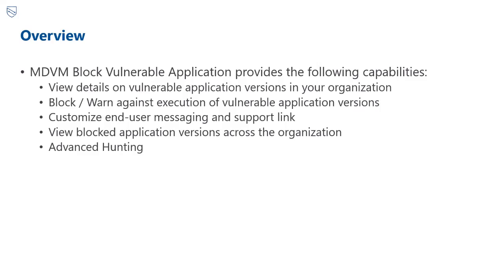Security recommendations for vulnerable applications make it easy for your organization to determine which applications to block, and the remediation section in the vulnerability management portal tracks blocked applications, including which of those versions are blocked and on which devices. So when a block occurs on the endpoint, Advanced Hunting will also populate with these block events, so you can track end user activity and review effectiveness of the policy that you put in place.